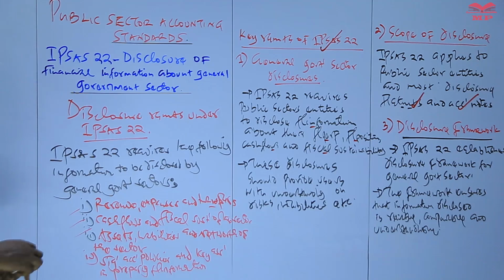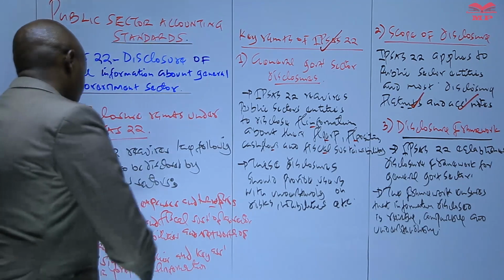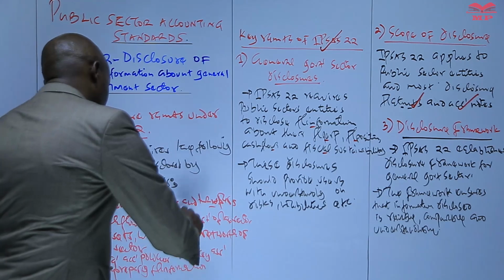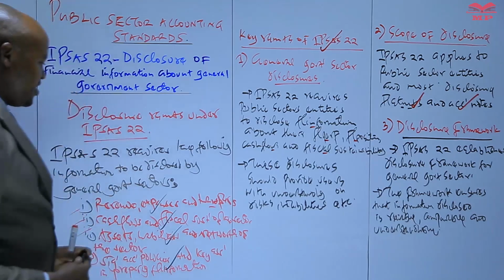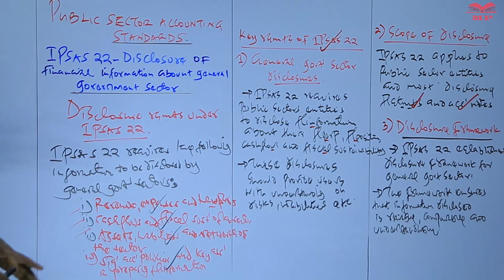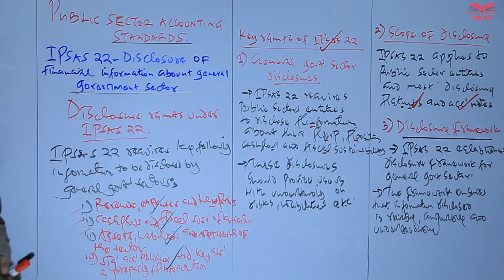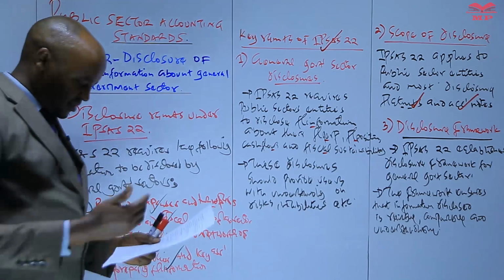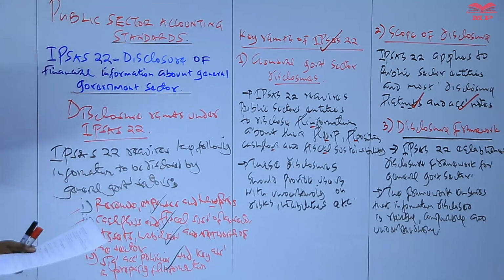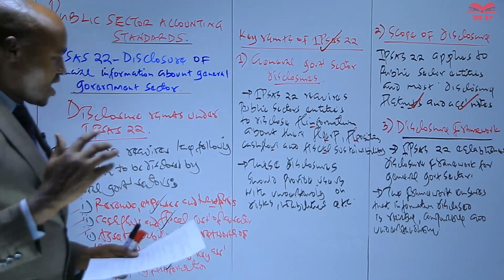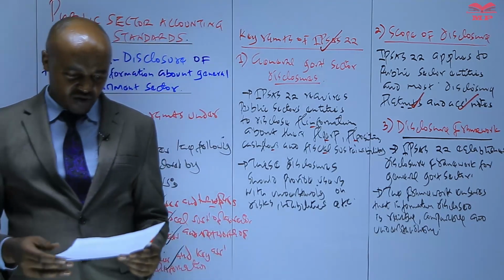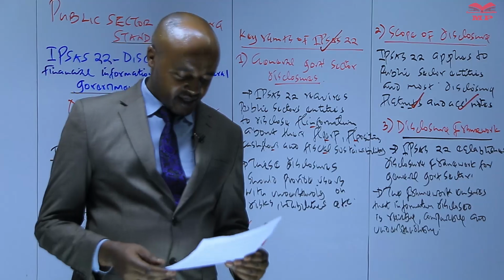So these are some of the specific disclosures, or basically some of the information which needs to be disclosed in accordance with this particular standard, IPSAS 22, which governs the disclosure of financial information about the general government sector. So we have an assignment here.